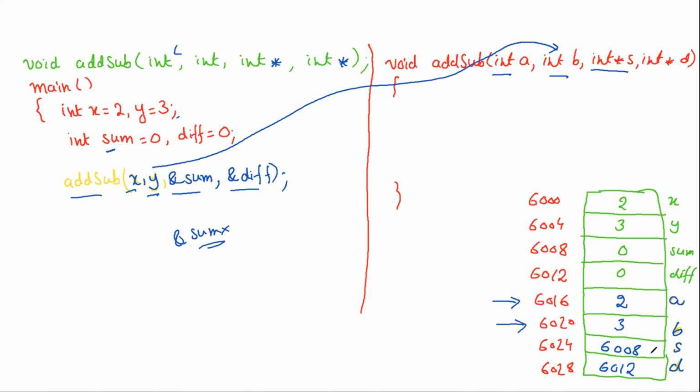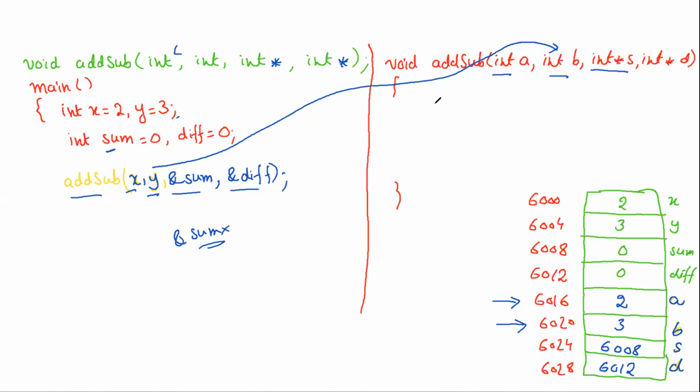So that's why you see in s, I have copied 6008, which was actually the address of the variable sum. Similarly, when I write address of difference, what is the address of difference? It is 6012. It goes to pointer d. So d is now containing 6012.